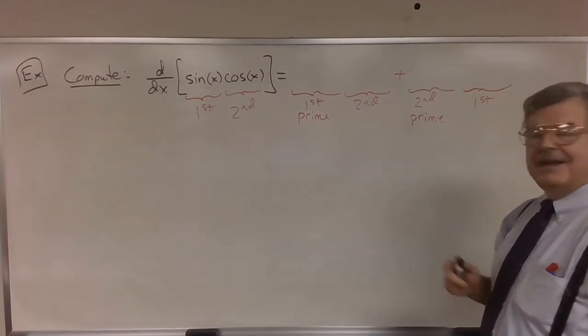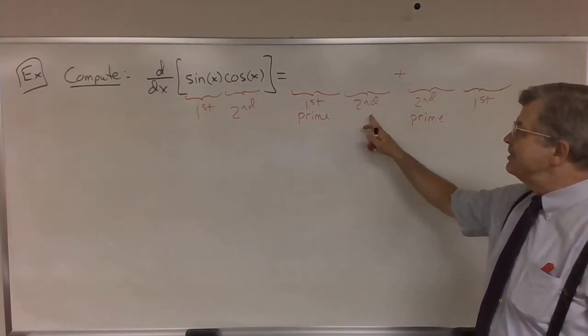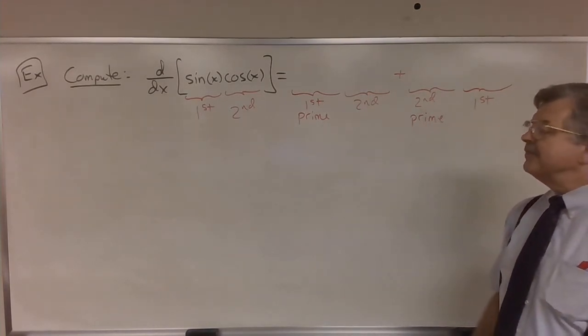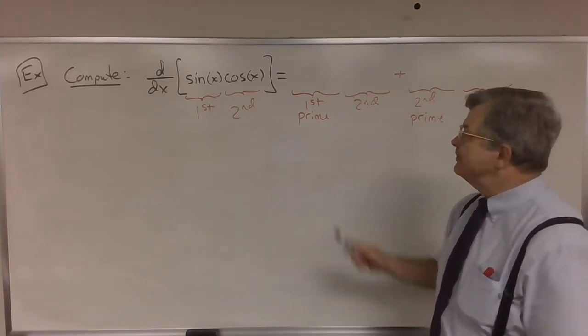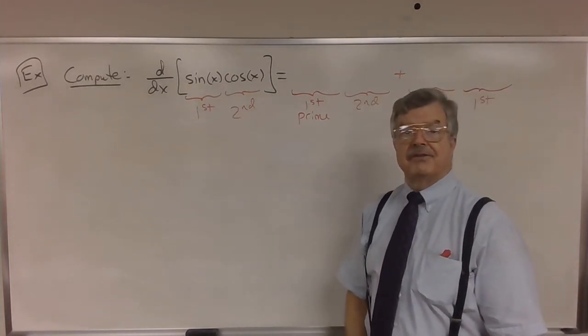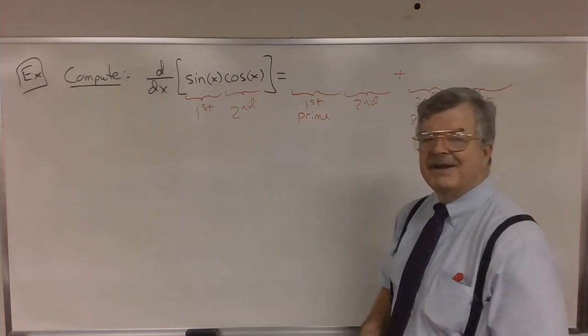We have diagrammed this according to the product rule. First prime times second plus second prime times first. So we fill in the blanks. First prime, that's the derivative of sine of x. What is that? Cosine of x? You're right.